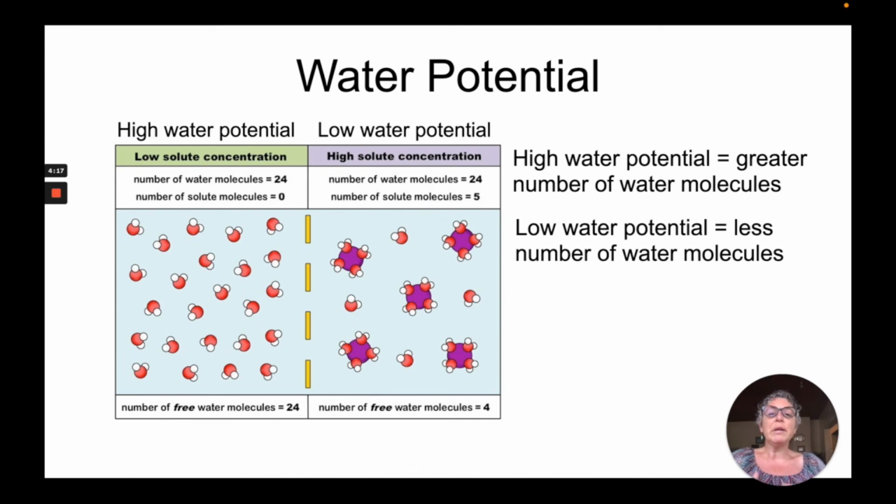So this is a very low water potential because there are not many free water molecules available to move across the cell membrane. So in this case, water will move from the left side of the membrane to the right side of the membrane because there is a higher water potential on the left side compared to the right side.